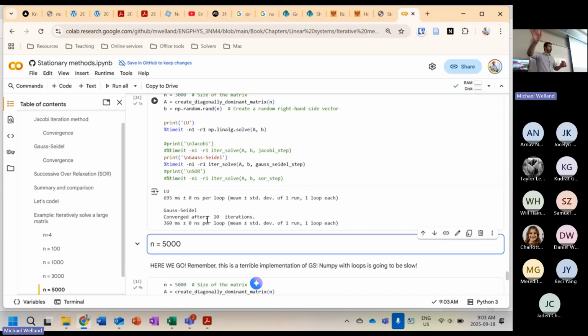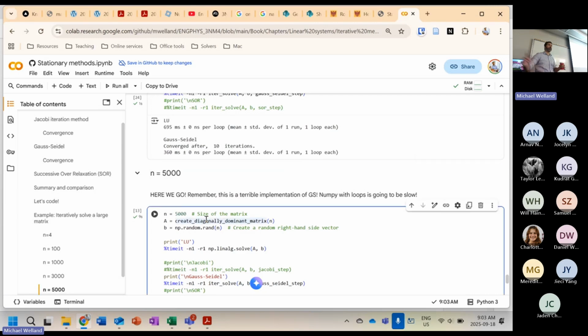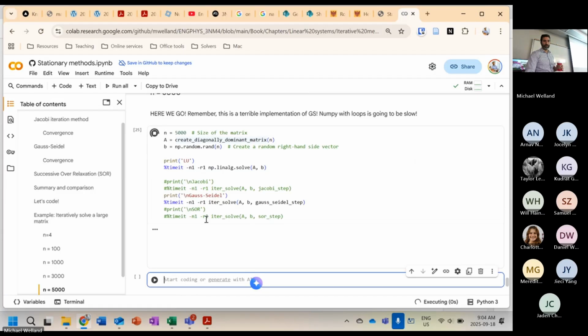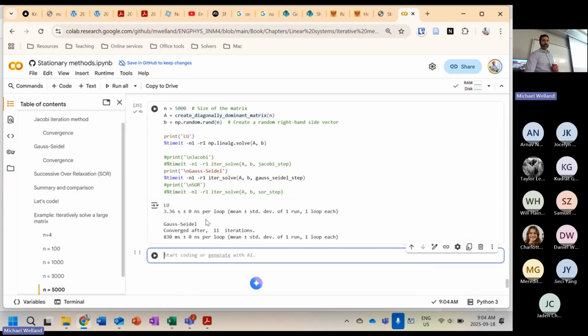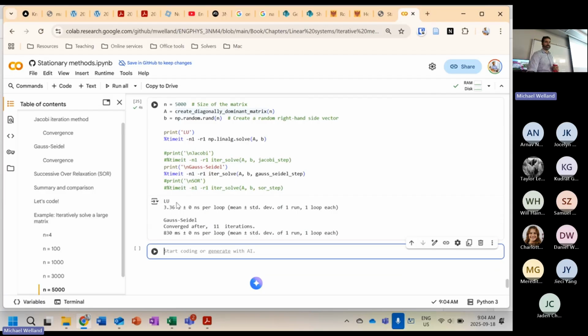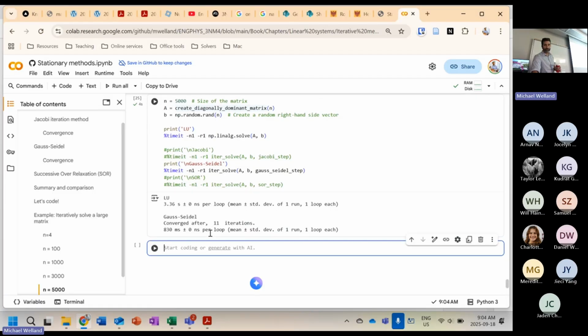This is all running. This isn't pre-programmed. This is executing right now. And if you run it again, you're going to get a different answer because it's all randomized in the beginning. Okay, 5,000 by 5,000. 5,000 unknowns. Here we go. Now we're getting some interesting things. 3.4 seconds versus 830.